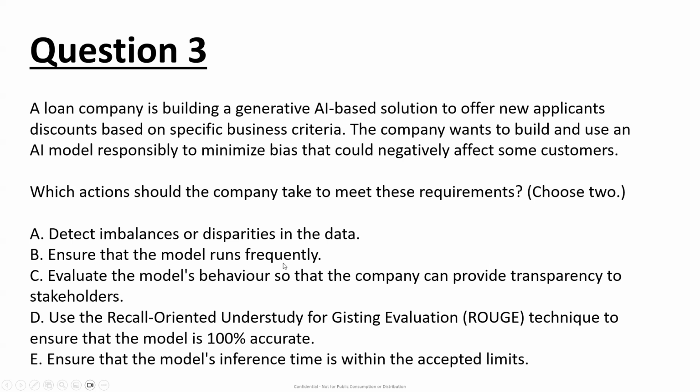Ensure the model runs frequently. I don't think that can be a good option. Evaluate the model's behavior so that the company can provide transparency to stakeholders. It can be done, but it will take some time and human intervention, or some kind of algorithm or services needs to be applied. Ensure the model's inference time is within the accepted limit. Both C and E are actually a new criteria that needs to be added, or a good amount of time is needed to do these things.